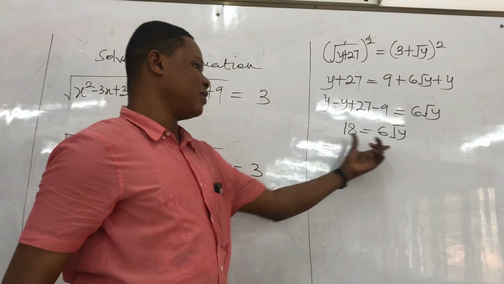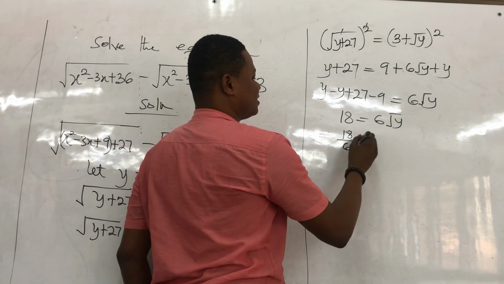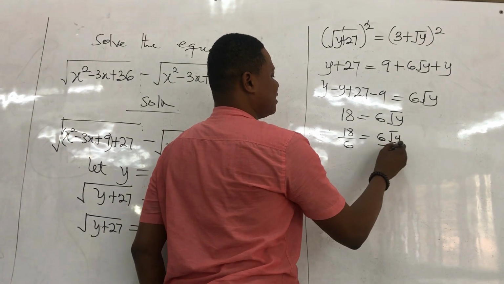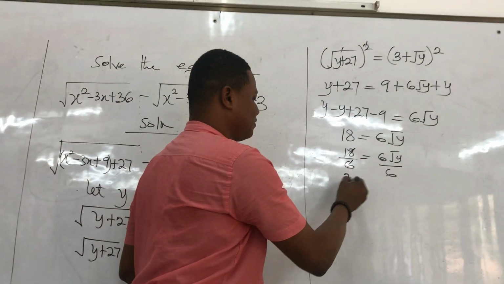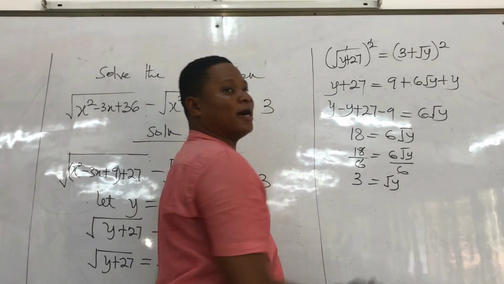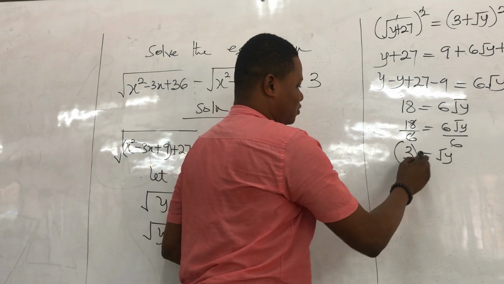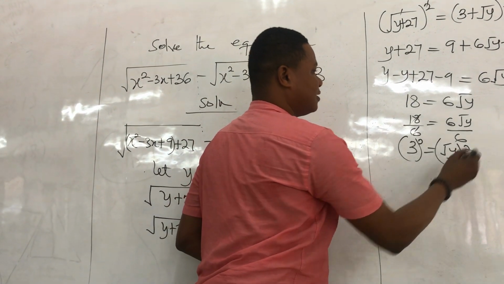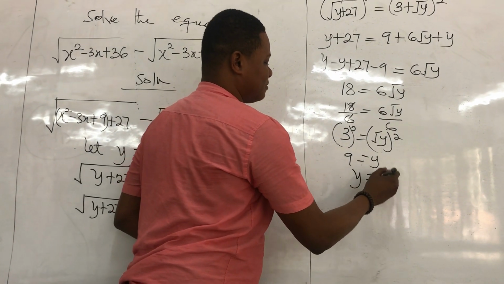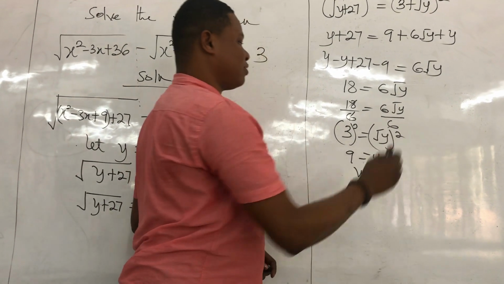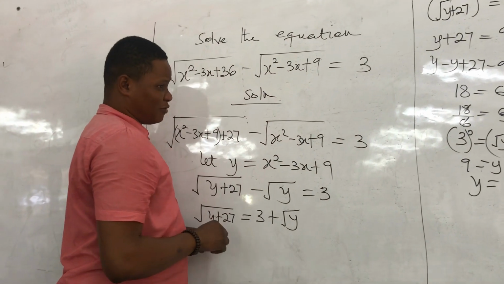We can reduce this equation by dividing through by 6. So 18 over 6 is 3, and 6 root y also over 6. And so this will cancel out, and we have 3 equal to root y. And we can easily find the value of y. So we square both sides, and then we get 9 is equal to y. And that's the same as y is equal to 9.